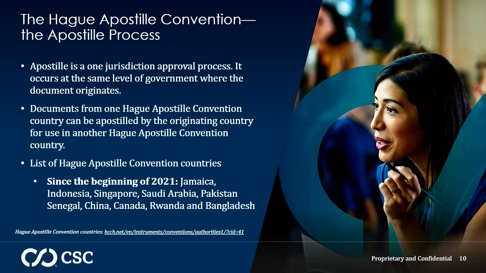So I always think of this as a handshake idea. If both countries can do the handshake, that they're both members of this, then you can end up using apostilles. And so this is a one jurisdiction approval process. It comes from the same level of government where that document originates, either the state or the federal.